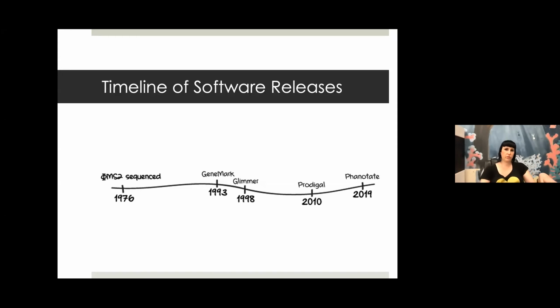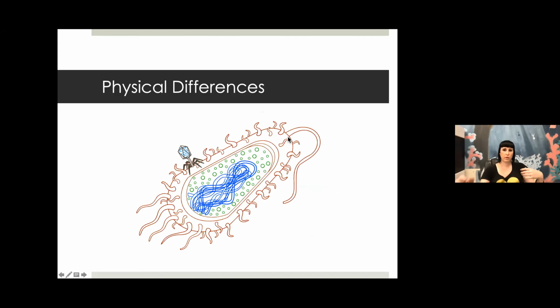So the issue with the previous methods, Genemark, Glimmer, and Prodigal, is that they were developed for bacteria, which have quite a different genome layout than phages. The reason for this is that bacteria are essentially big sacks of water with no real restriction on how long their DNA can be. Phages, on the other hand, have a rigid capsid into which they can fit only so much DNA or RNA.